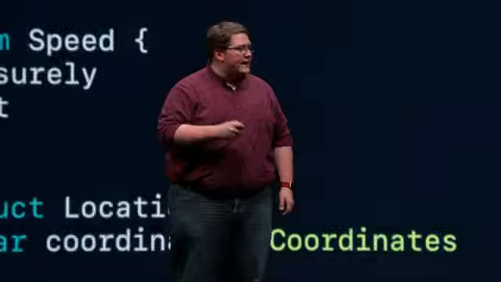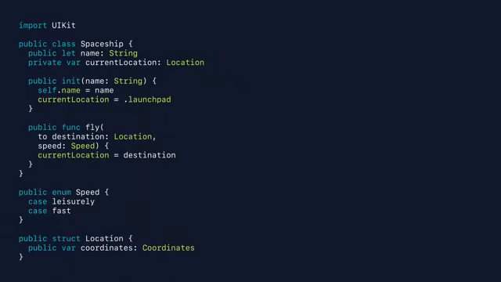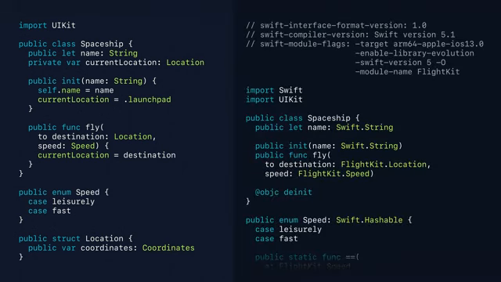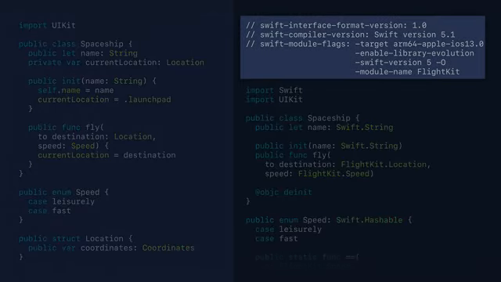So, what does one of these interfaces actually look like? Well, let's take a look again at the source of FlightKit. So that's the source from FlightKit. And on the right, you'll see the module interface for FlightKit. Now, this is a lot, and it goes off the screen, so we're going to look at it piece by piece. So first, you'll see this section of metadata.